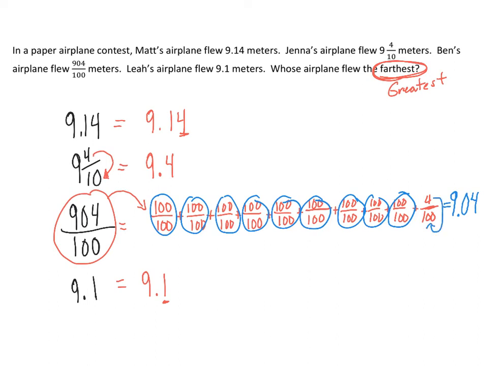So now we have to find which one flew the farthest. Who has the greatest amount of meters? Well, let's look at these carefully. Every one of these has 9 wholes. So they're all equal at that point. They all have 9 wholes.